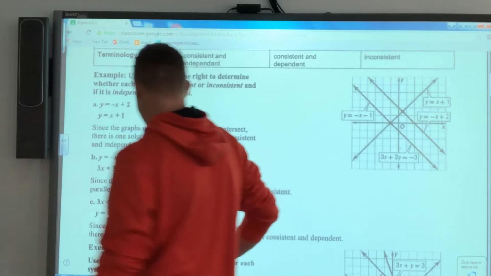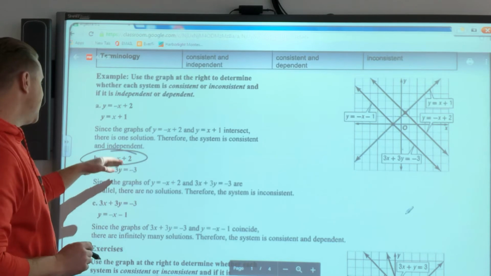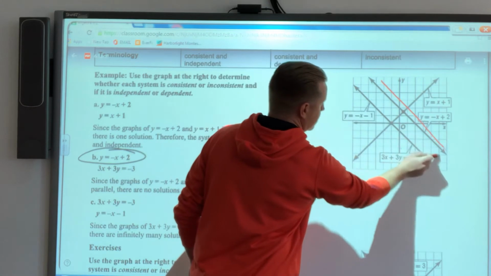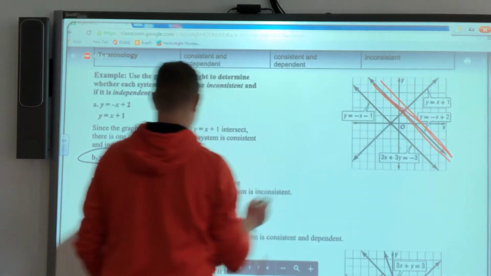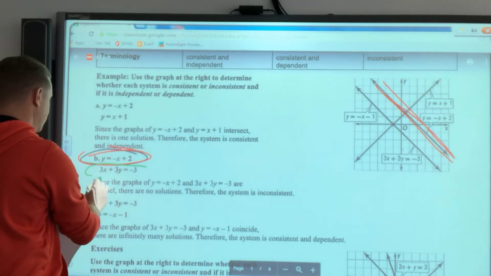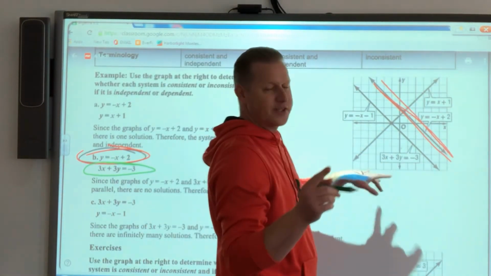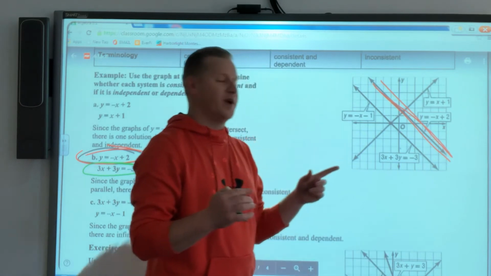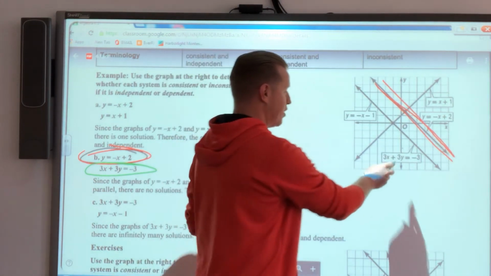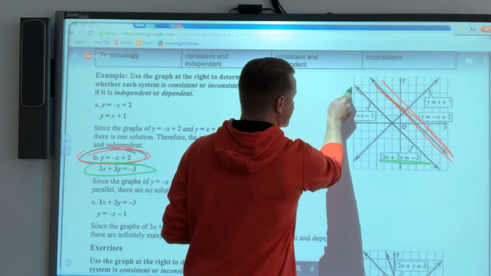Example B. Y equals negative x plus 2. Here it is right here. Comparing with 3x plus 3y equals negative 3. You're probably wondering why it is written so weird. It is not written in y equals mx plus b format. That does need to be solved. At the moment, let's not worry about it. They're letting us know. It is this line right here.